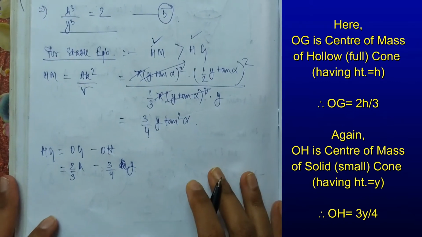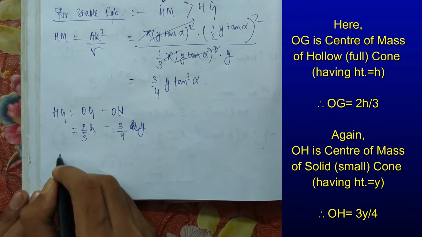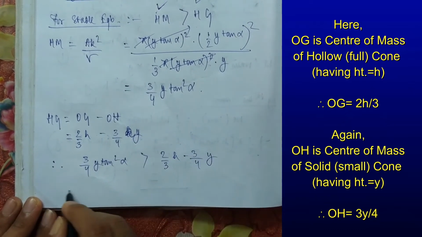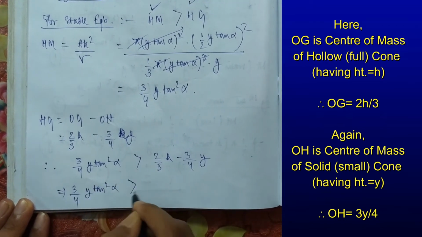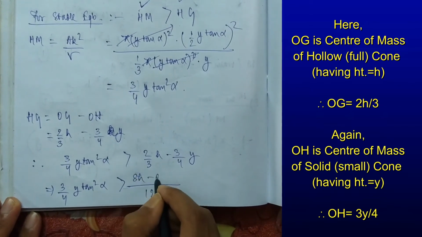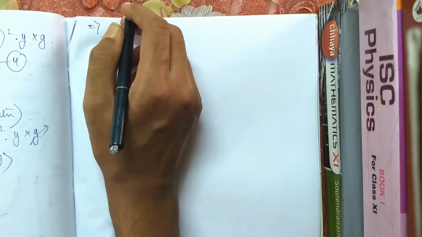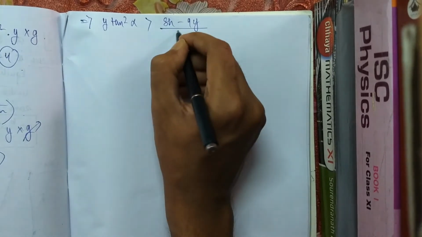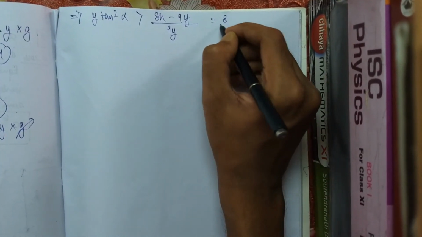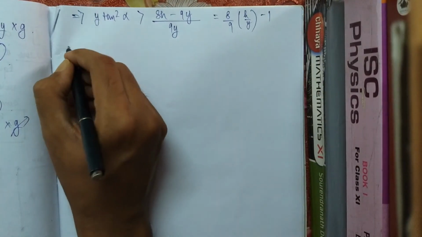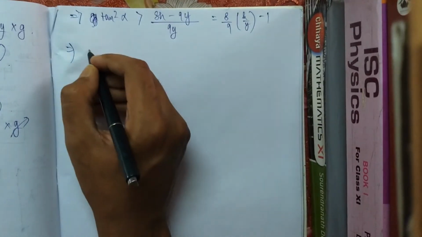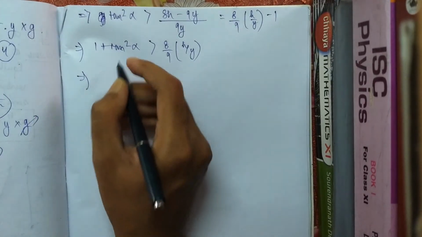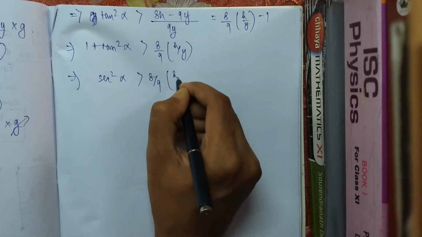Now we will equate these two, that this part is greater than this part. Therefore 1 by 4 y tan square alpha is greater than 2 by 3 h minus 3 by 4 y. Taking 12, this is 8h minus 9y. Now this is normal calculation. We will have y tan square alpha greater than 8h minus 9y divided by 9y. This becomes 8 by 9 h by y minus 1. Sorry, here there will be no y because we have shifted y to the denominator. Here we have 1 plus tan square alpha greater than 8 by 9 h by y. 1 plus tan square alpha means sec square alpha is greater than 8 by 9 into h by y.